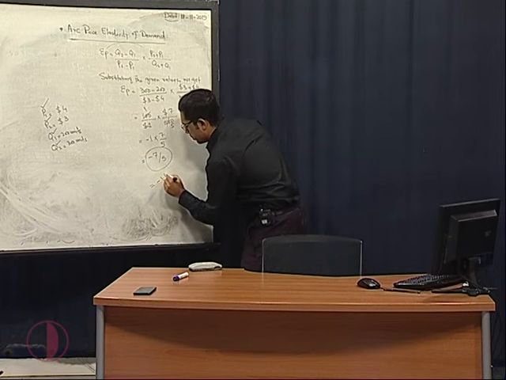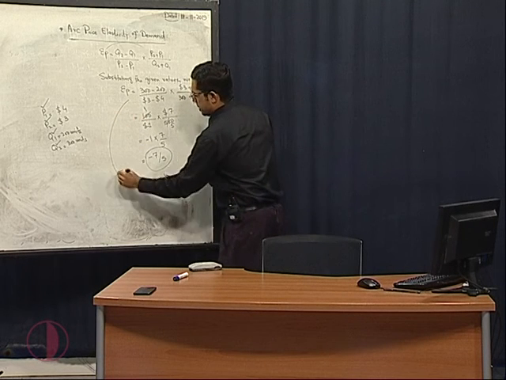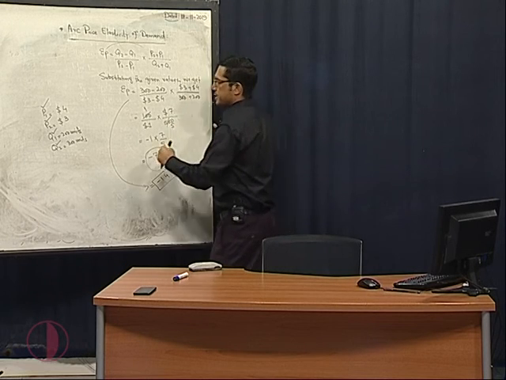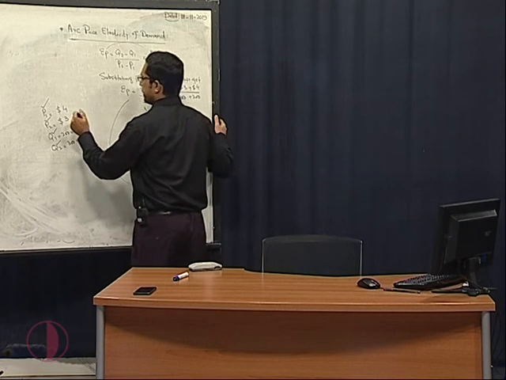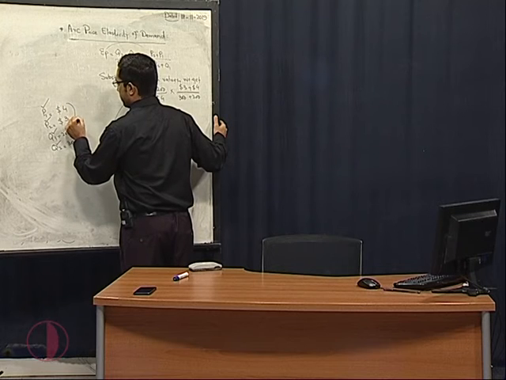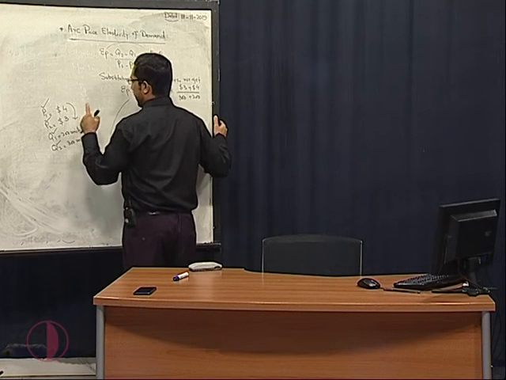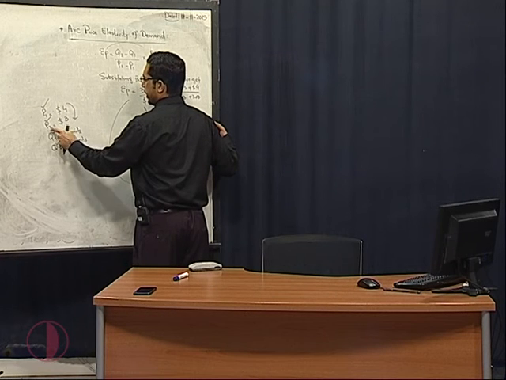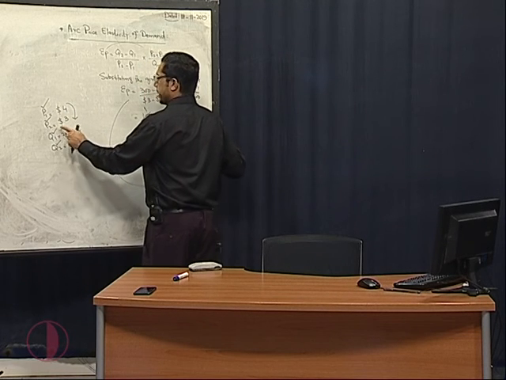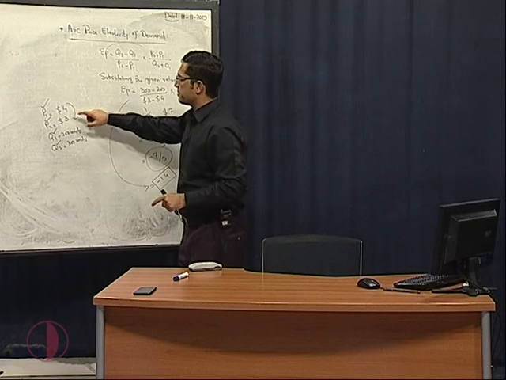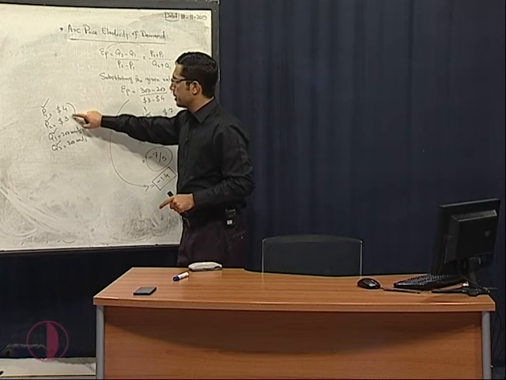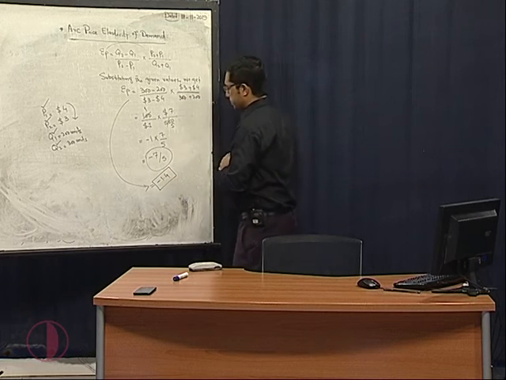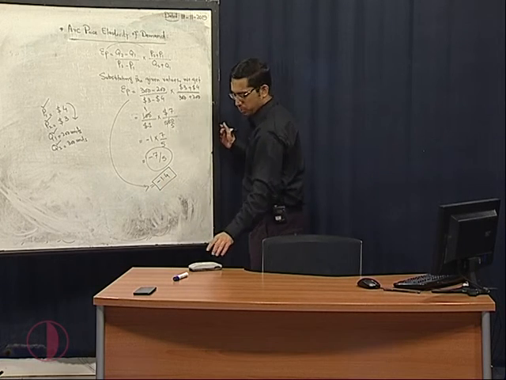This is the value of the arc price elasticity of demand in the case of a decrease in price. We are assuming a decrease in price because this is the original price and this is the new price. So the price of the commodity decreases from $4 to $3. So this is the case of a decrease in the price level. So this is the answer.